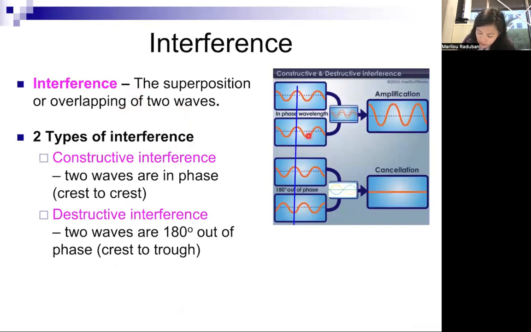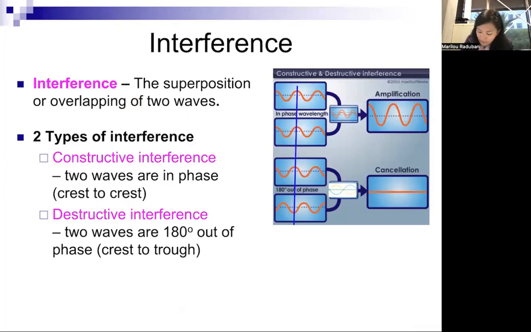So as you can see in this diagram, the top two waves are what we call in phase, meaning their crests coincide with each other and their troughs coincide with each other as well. So when they overlap, you have this reinforcing of their amplitudes, and we call this constructive interference. You have this resulting amplification of the amplitude.